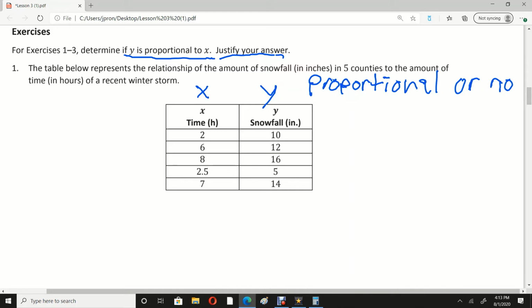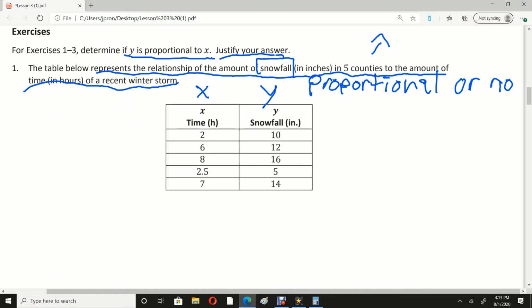Okay. Let's look at example 1. So in this table, the table below represents relationships in the amount of snowfall in inches in 5 counties to the amount of time in hours in recent snowstorms. So you can tell that this was written in the northern part of our country because we don't really have this problem, do we? Okay, but let's just go with it, right?